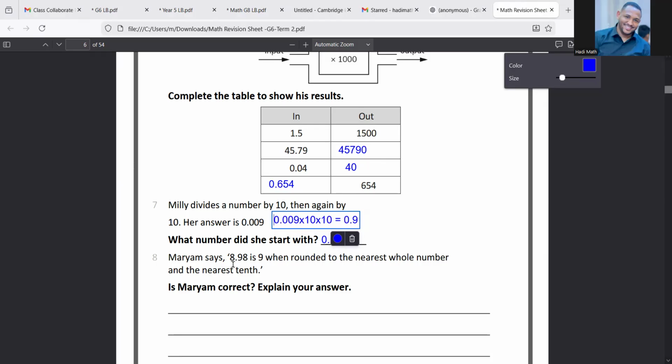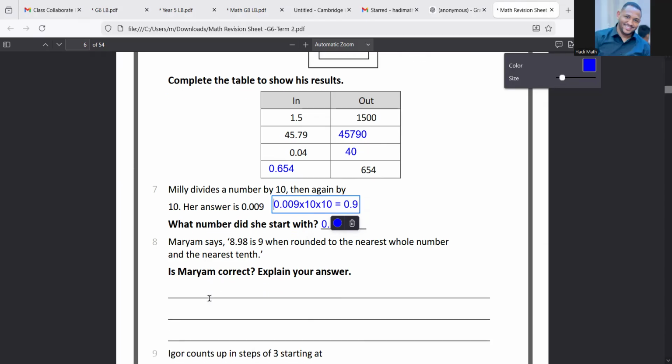Mariam says 8.98 is 9 when we round it to the nearest whole number and the nearest tenth. Is Mariam correct? Explain your answer. Before you go, let's round it. We have 8.98 to the nearest whole number. The whole number is 8. Look at the first digit after the decimal point, which is 9. So you're going to add 1 to the 8, which equals 9.